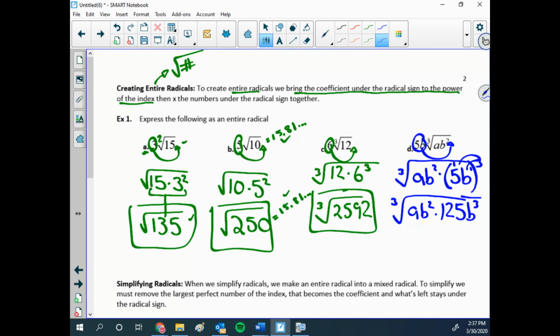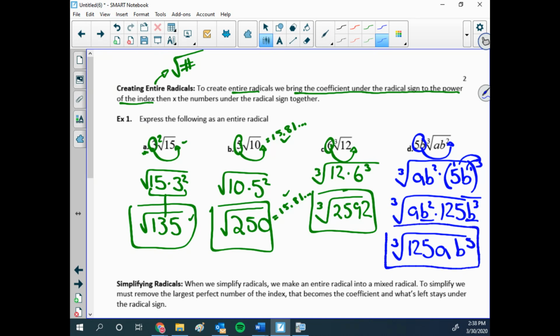So I'll leave it as that. I can't leave that as my final answer because I want this as simplified as possible. So my final answer will usually look like the number first, so 125, or my coefficient. Not really coefficient because it's not up front, but underneath here, a, and then b squared times b cubed. You have to remember your exponent laws, which say if you have the same base and you're multiplying, you add those exponents together. So that would be b to the power of 5.